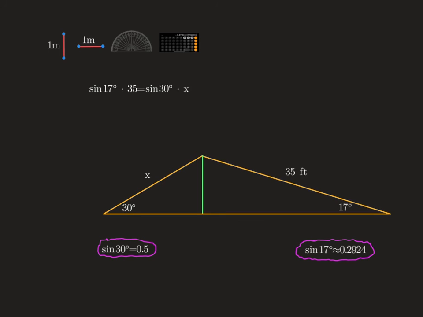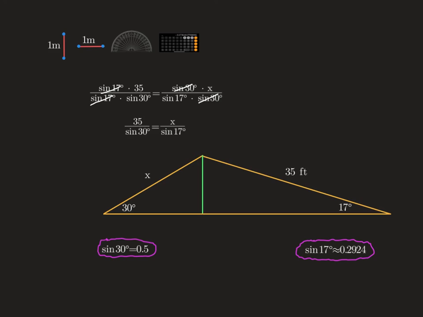Now we can pretty this up a little bit. If we divide both sides by sine 30, this will still be equal, and this sine 30 will cancel out, leaving the x alone. But if we also divide both sides by sine of 17, now this sine of 17 cancels out on this side, and you get this pretty thing where you've got 35 divided by the sine of 30 is equal to x divided by the sine of 17.